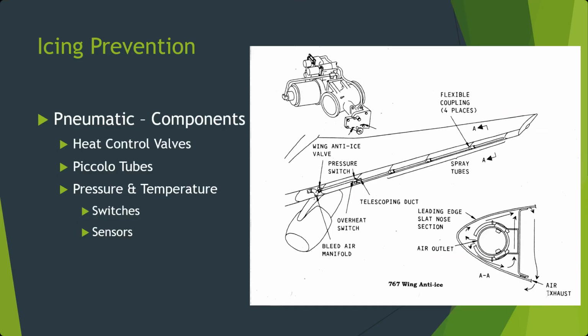And then the air is distributed inside the leading edge of the wing by something called a piccolo tube, which is a long tube with a bunch of holes. I've got some better pictures of those in a second. And then throughout the system, you'll have various pressure and temperature switches and sensors in order to monitor and control it and provide feedback to the computers that operate it.